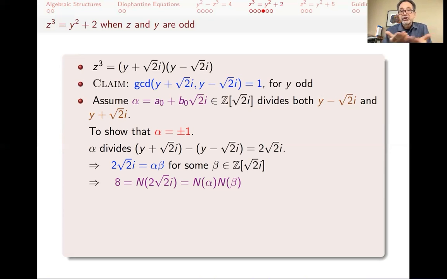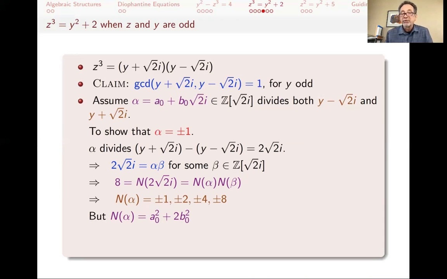And those are just integers that are multiplied, so there are not that many choices for the norm of alpha. The norm of alpha is going to be a factor of 8. It's going to be plus or minus 1, plus or minus 2, plus or minus 4, plus or minus 8. That's all it could be. But the norm of alpha is a0 squared plus 2 b0 squared. So for one thing, it can never be negative, so those minuses are irrelevant. It's actually possible to go through and see what choices for a0 and b0 work, and the only ones that work are these alphas. Alpha can be plus or minus 1. That's the thing we wanted to prove that it must be.